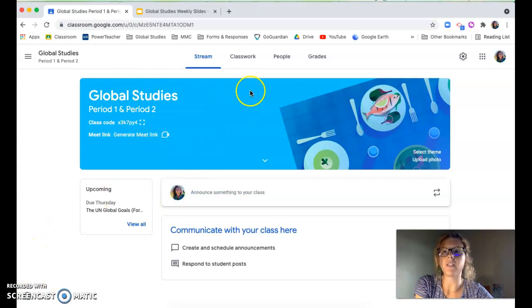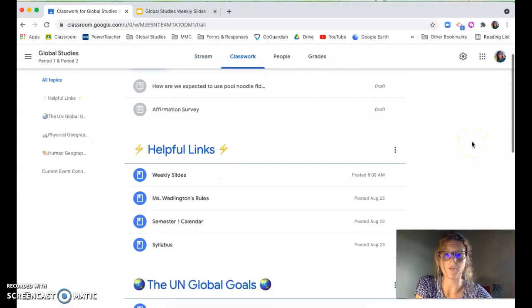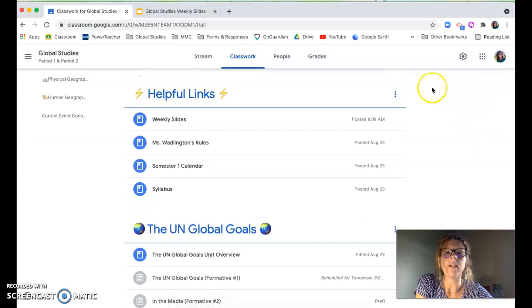So this is our Google Classroom page for Global Studies. The Classwork tab is where we will find most everything. It is the most useful. Right up top here, there is a topic that will remain at the top of this classwork page for the semester. It has different links.